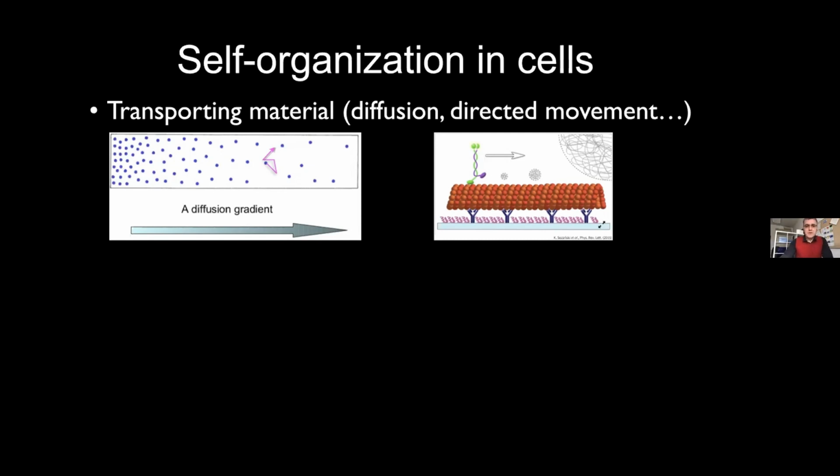Self-organization relies on several strategies. One is transport of material. If you are transporting some material, you can use diffusion as a way of transporting material. For instance, if you have more molecules at one side, by diffusing, they will eventually get uniformly distributed. But also, you can see that sometimes cells are using filaments to transport some cargoes along these filaments by molecular motors.